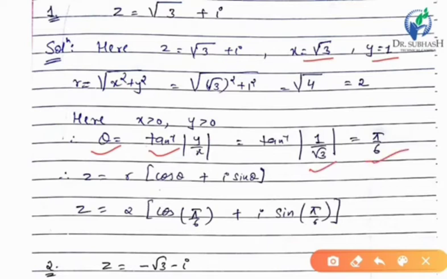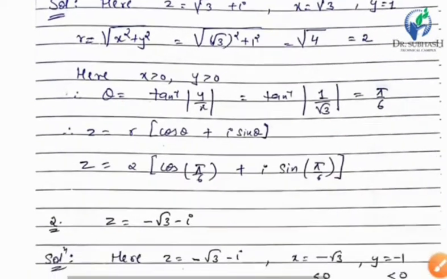Now the formula for polar form is z equal to r (cos theta plus i sin theta). So we have obtained the value of r as 2. So r equal to 2, I am substituting here, and we will put the value of theta, which is pi by 6. Cos pi by 6 plus i sin pi by 6. So this is the polar form of the given complex number.